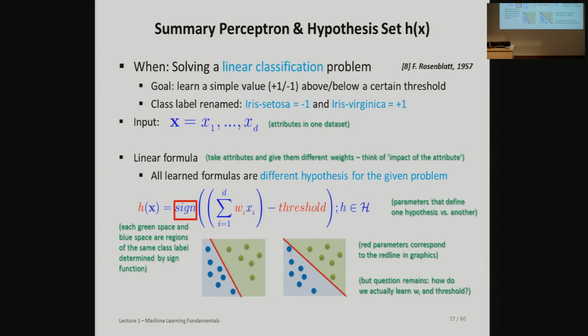Why would you think that way? Does anyone have an idea why you think it's better to have perhaps this line instead of this one? Yeah, there's one in the back. Because in the left example, the line is too close to the blue feature, to the blue labels. So it's better to make the distance between the line and the labels bigger.